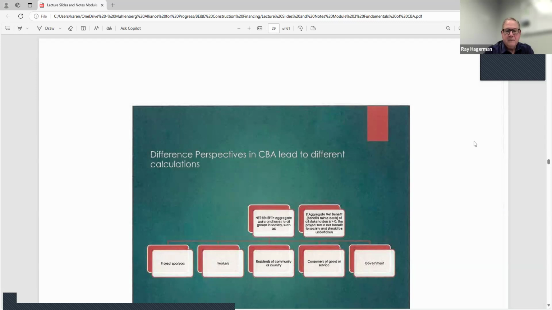But from the perspective of the project sponsors, the workers, the residents of the community or the county or the country, as the case may be, the consumers, are prices going to go up or down, or is it going to affect other people? And then lastly, government. Government's always going to be affected one way or another. If the project happens, are we going to get more tax revenues? And if we're going to get more tax revenues, are we going to have to deliver more services?